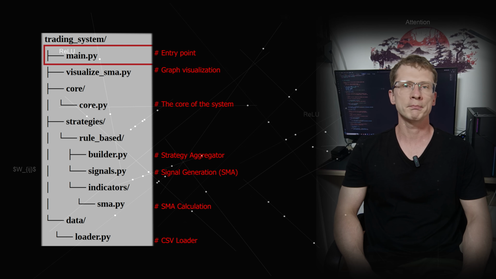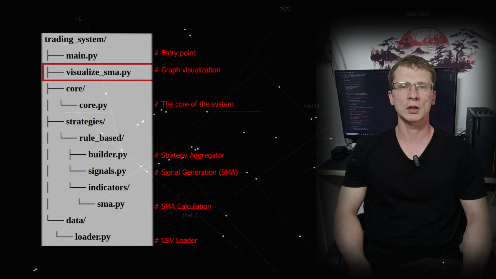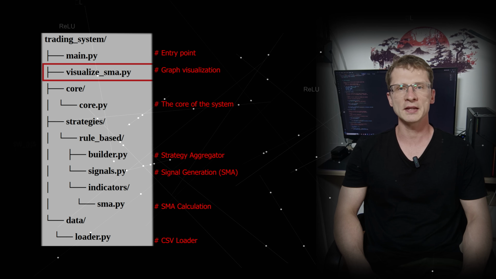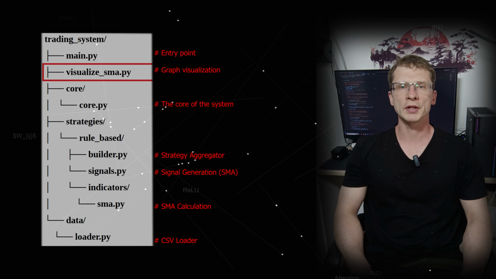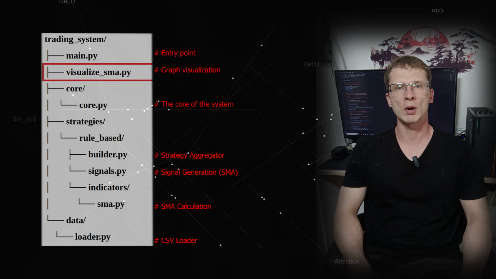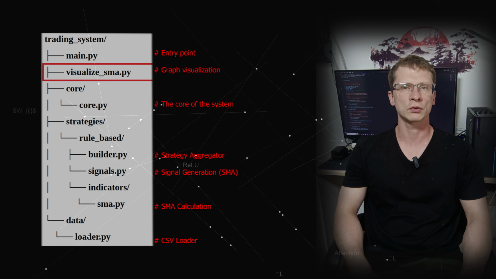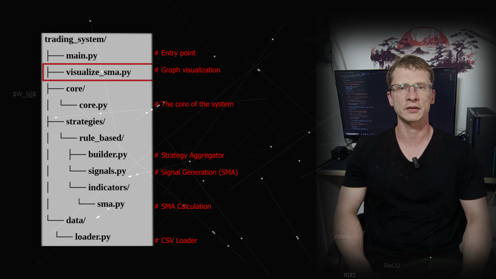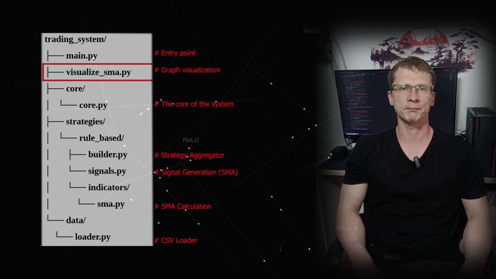First of all, main.py, the entry point. Visualize_sma.py is a visualization model. In this case, it plots a simple moving average and closing prices. Although perhaps this isn't quite correct, since our goal was to create a universal structure, not a visualizer for a single indicator. But I'll fix that later.